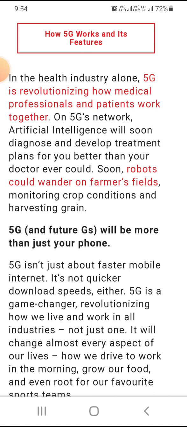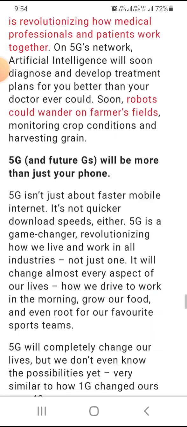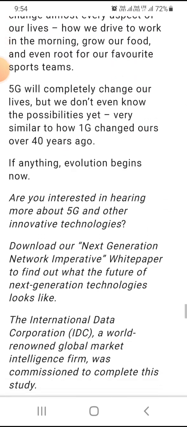5G is going to be the future, and it will be more than just your phone. 5G is not just about faster mobile internet, and it is not just quicker download speed either. 5G is a game changer, revolutionizing how we live and work in all industries. Not just one, it will change almost every aspect of our lives. So you need to wait for 5G.